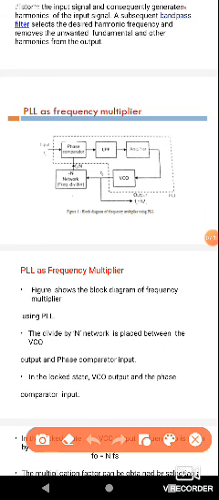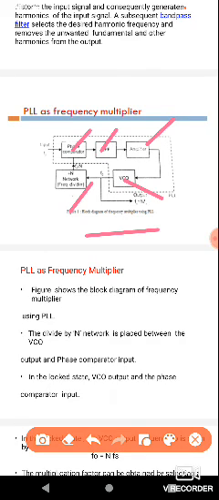This is the block diagram of a PLL as a frequency multiplier. Here we are using mainly five components. The first one is the phase comparator or phase detector. The second one is the low pass filter. The third one is the amplifier. The fourth one is the voltage controlled oscillator. And the fifth one is the N network frequency divider.